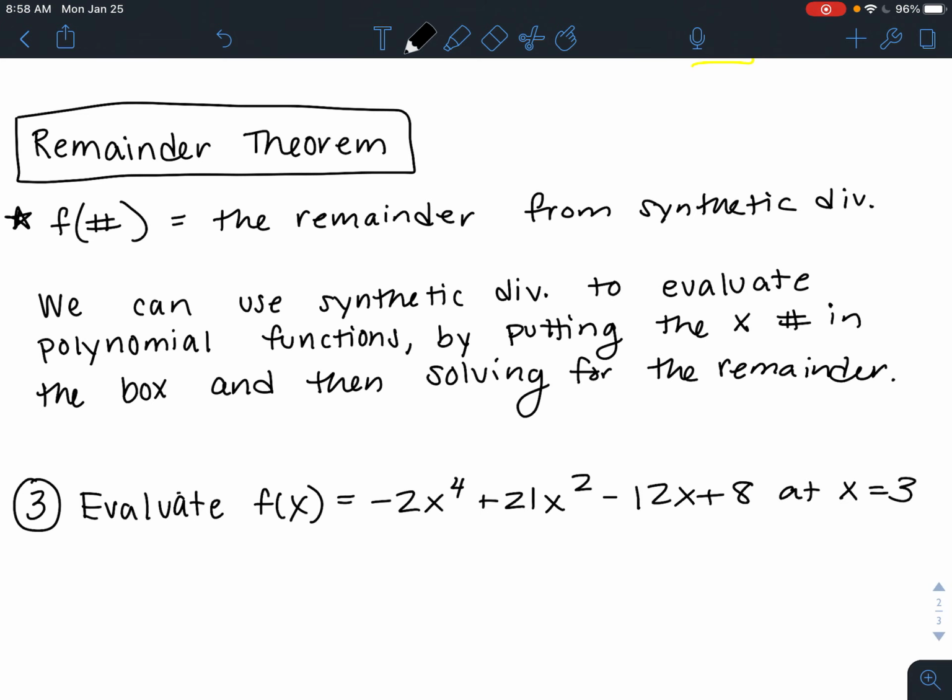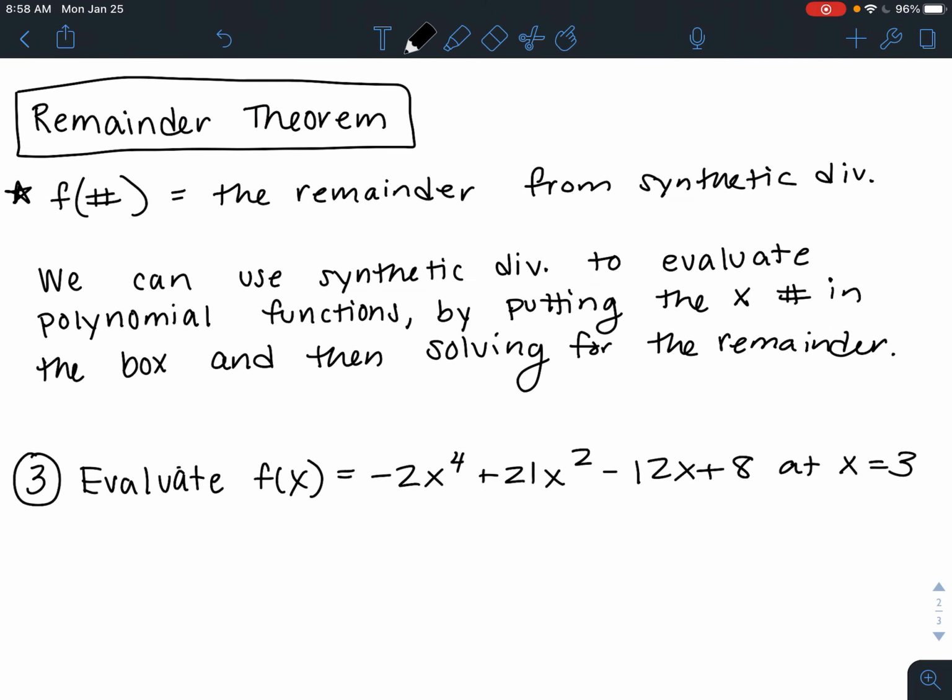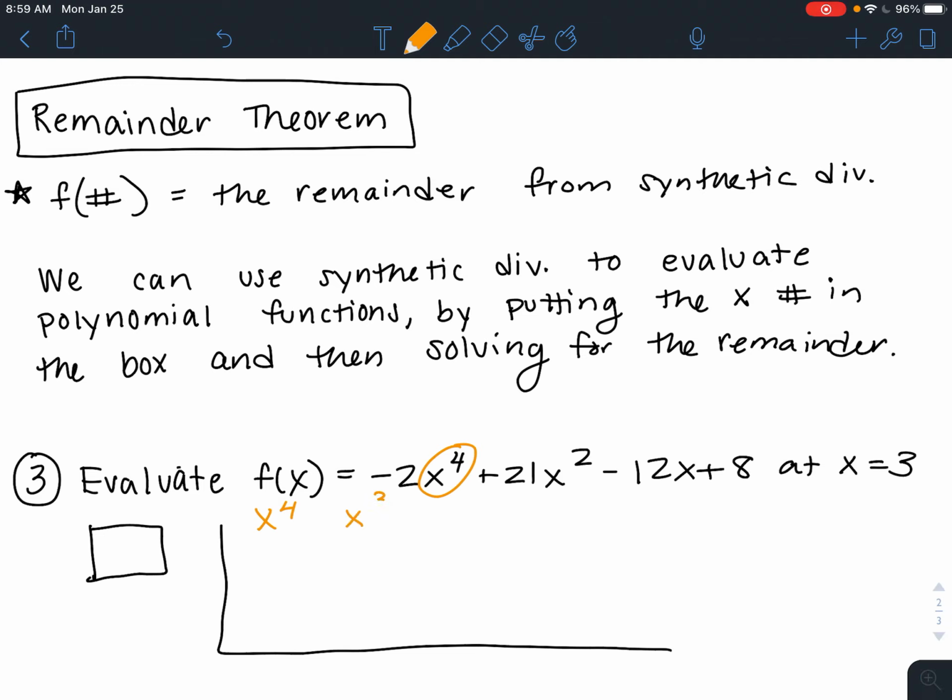at x equaling 3. So the first thing I'm going to do to use my remainder theorem is, of course, I'm going to set up my synthetic division table. So now I want to be really careful here. So I'm starting with x to the 4th, and then I'm just going to count down. So I need to have x cubed in my chart, x squared, x, and then no x's, my constant. So when I go through and pull those numbers from the problem, right, I have negative 2x to the 4th, I have no x cubed, so I'm going to put a 0 in there. I have 21x squareds, negative 12x's, and 8 constants.